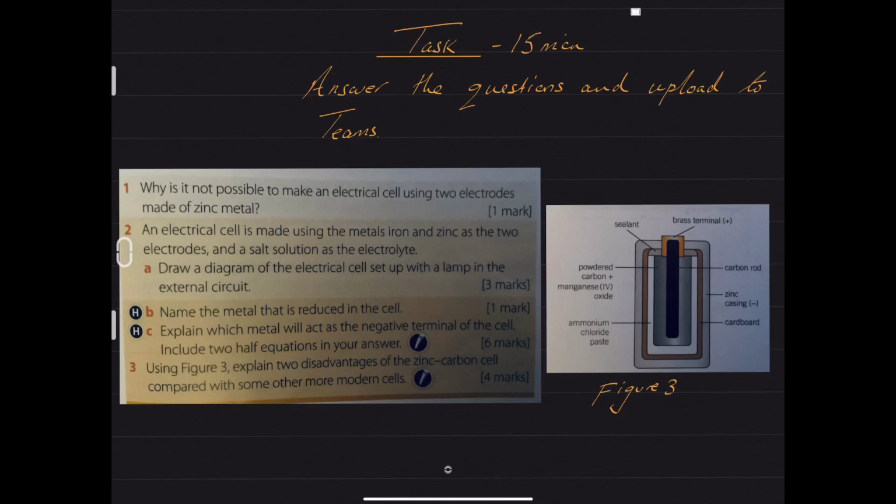I talked about one disadvantage. See if you can think of another disadvantage of using this. Actually, we did mention it. It's within our explanation of today's lesson with the zinc carbon cell. We've actually talked about 2 disadvantages here, one indirectly. So can you take 15 minutes to answer the questions, upload your work onto Teams? Remember to number the questions and write in full sentences.